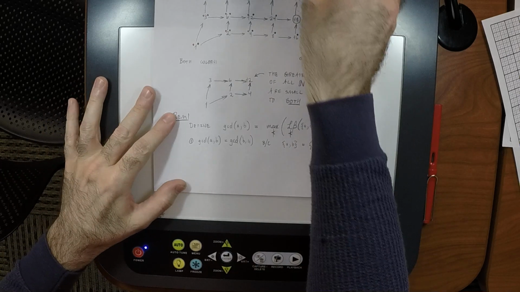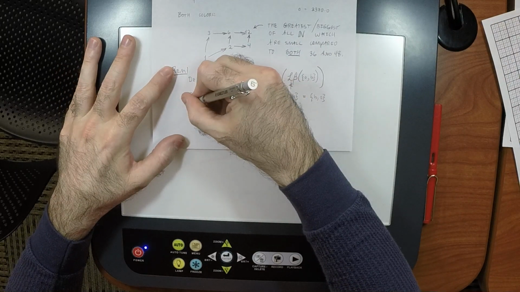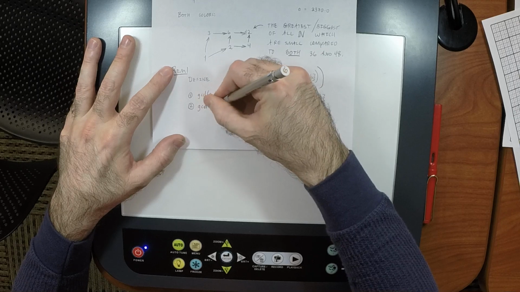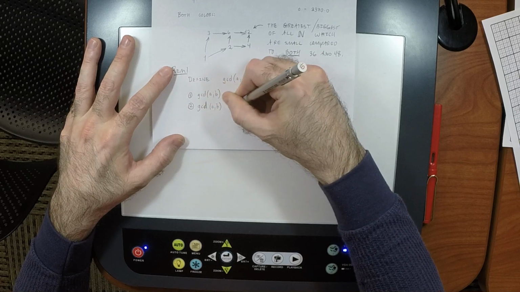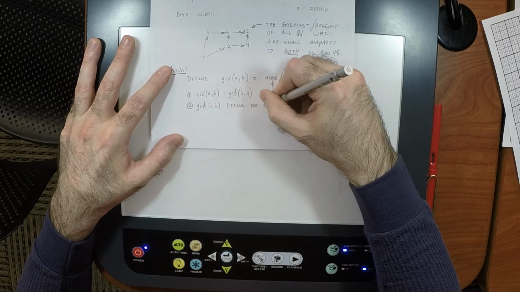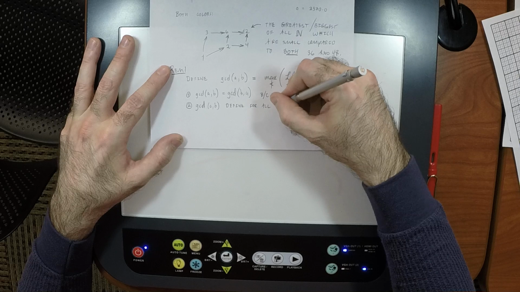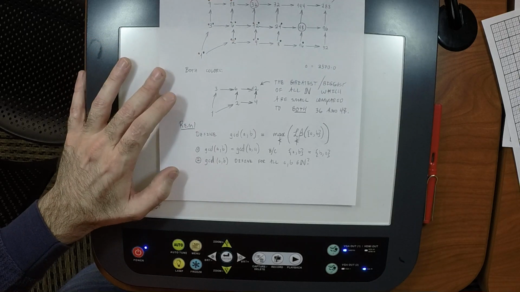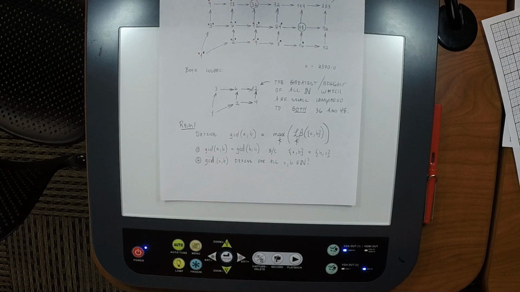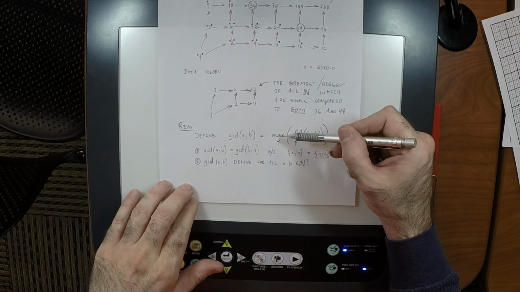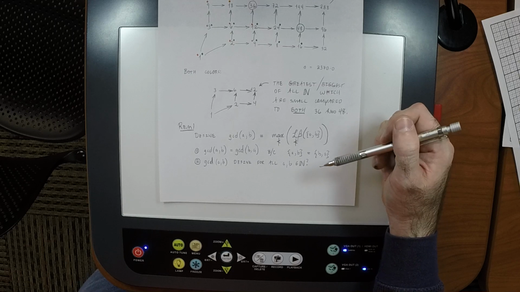Let's consider, is it the case that GCD of A and B is defined for all A, B? Is that the case? Well, part of what we're going to need is a maximum, right? Maximums don't always have to exist.